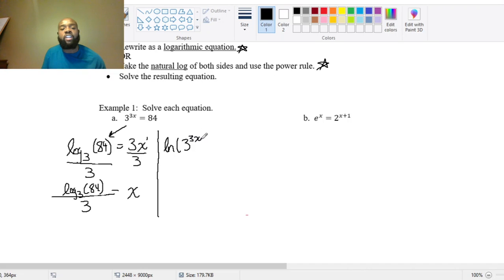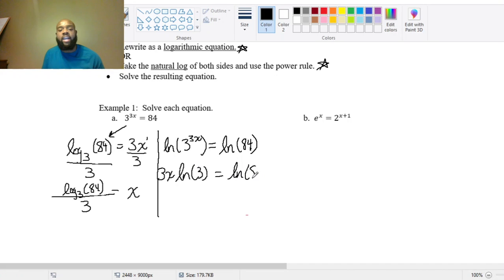And I'm specifically choosing the natural log because that's one of the things on my calculator. You can also do the common log. But when I do that, I could use the power rule, which allows me to bring that 3x out front and reduce that to 3x times the natural log of 3 equals the natural log of 84.